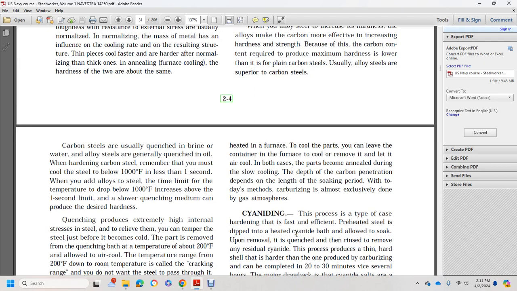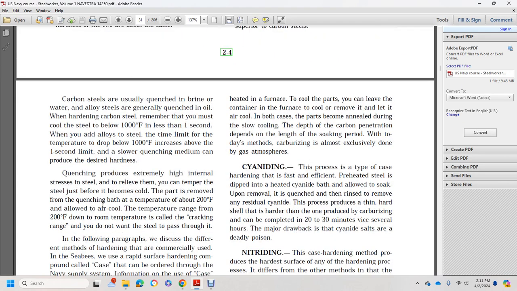Carbon steels are usually quenched in brine or water, but alloy steels are generally quenched in oil. With hardened carbon steels, remember that you must cool the steel to below 1,000 degrees Fahrenheit in less than 1 second. With an alloy steel, the time limit for the temperature drop to below 1,000 degrees Fahrenheit is increased above the 1 second limit, so a slower quenching medium can be used to produce the desired hardness.